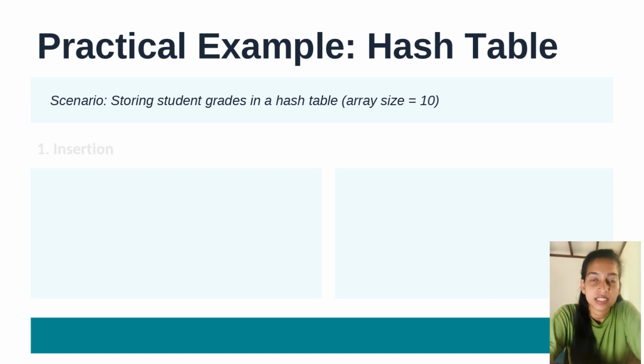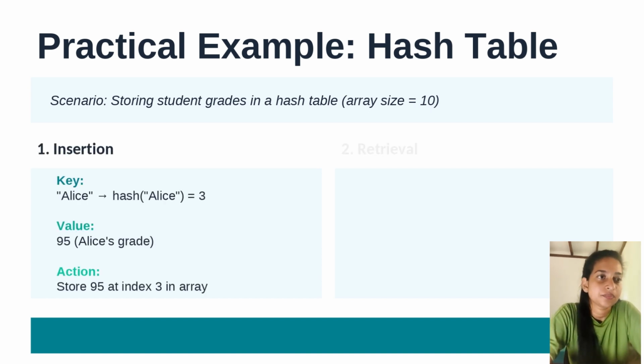Now let's see this in action with a real example. Imagine you are storing student grades in a hash table with 10 slots. First, insertion. Say we want to store Alice's grade. We take the key Alice, run it through our hash function and it gives us the number 3. So we store her grade 95 at index 3 in our array. That's done.